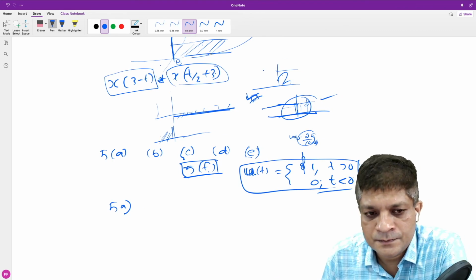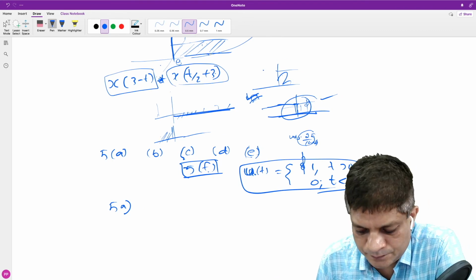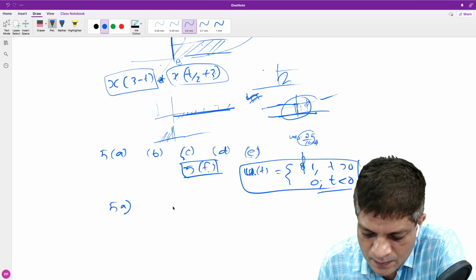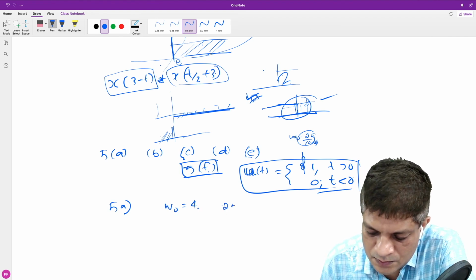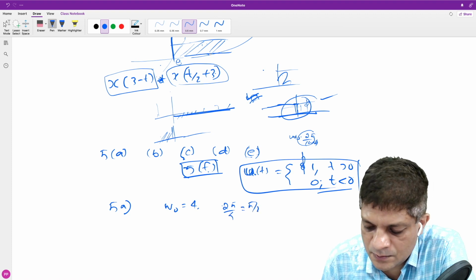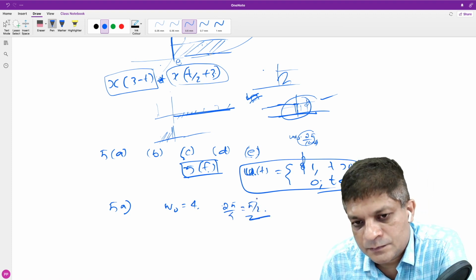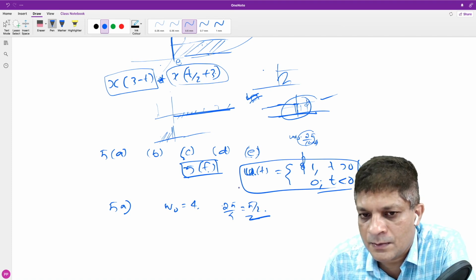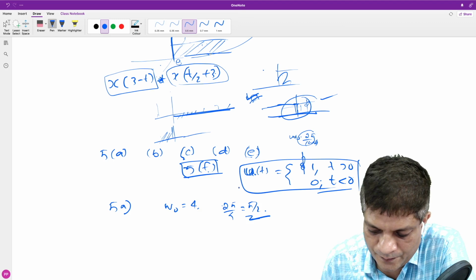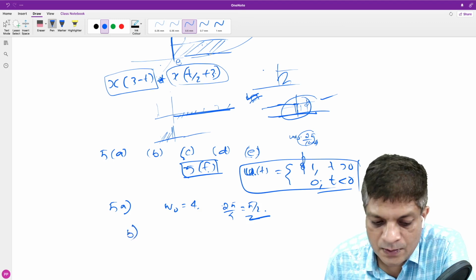Is it periodic? Yes, sir. What is the fundamental period? Omega naught is 4. So it is pi by 2. Pi by 4 is pi by 2, isn't it? Remember, we don't have to consider that phase shift for calculating the fundamental period. And what about 5b?